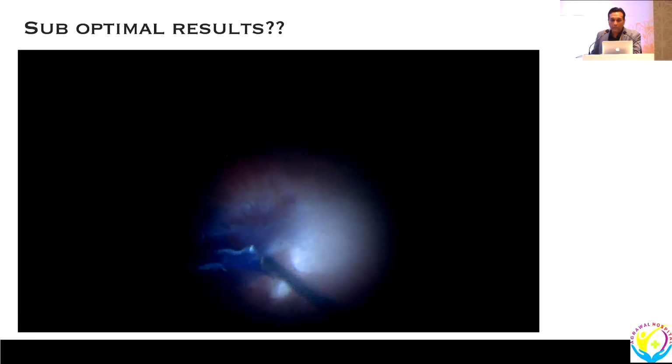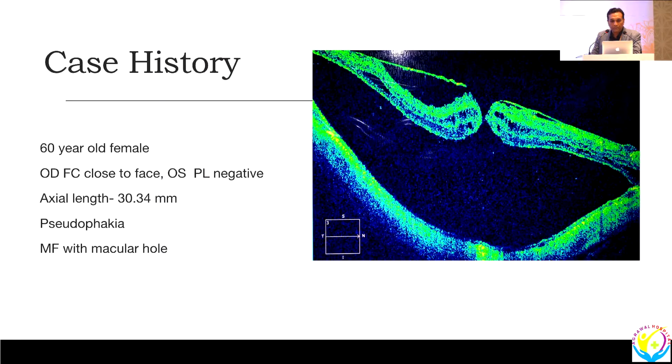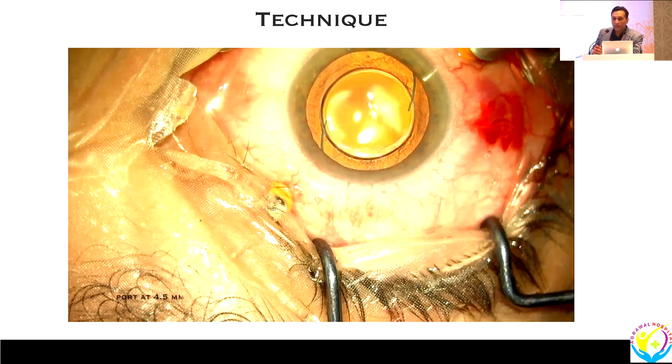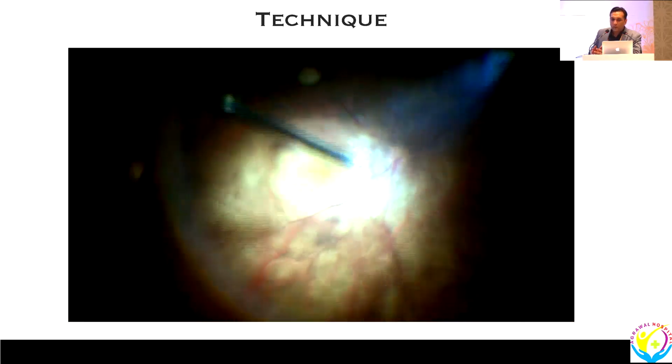Of course, we did achieve a good anatomical outcome, but the visual outcome was suboptimal. So I'll tell you what we do in two types of cases and what is our algorithm of managing these cases. So first is, when the contrast is actually manageable.